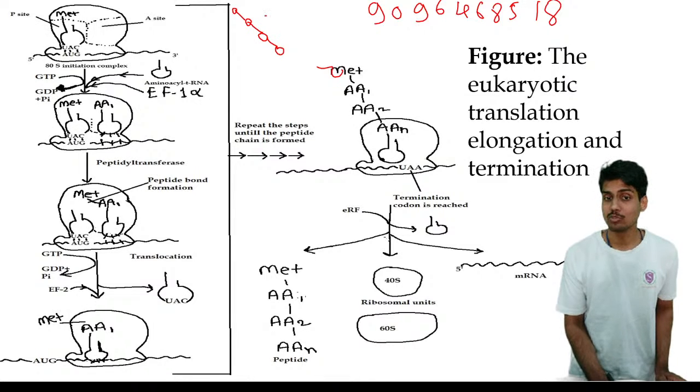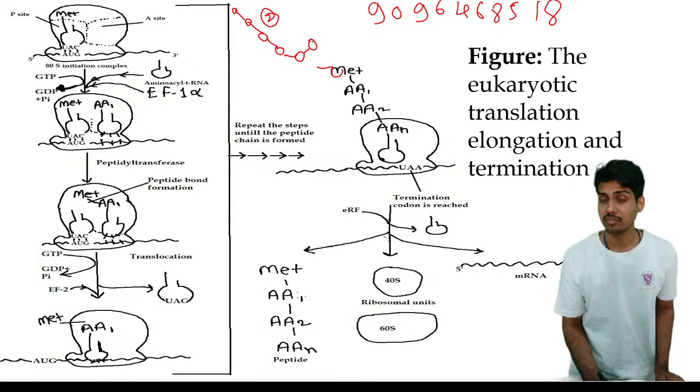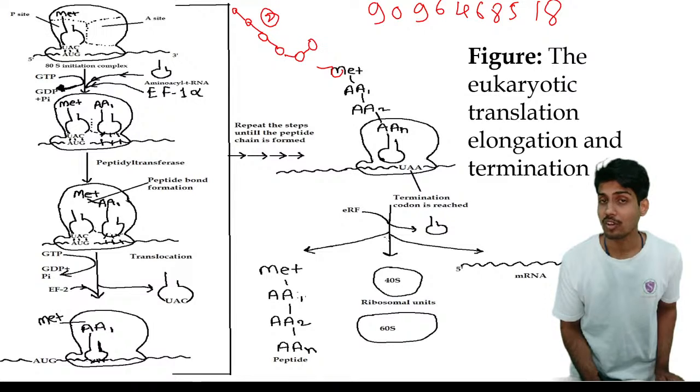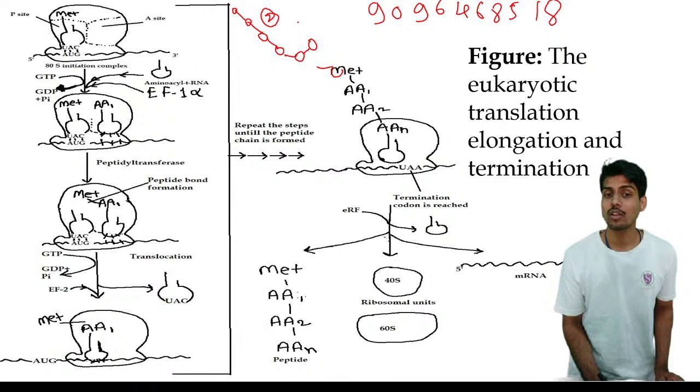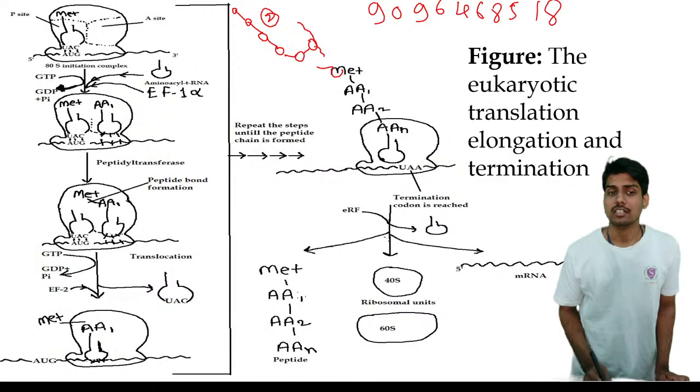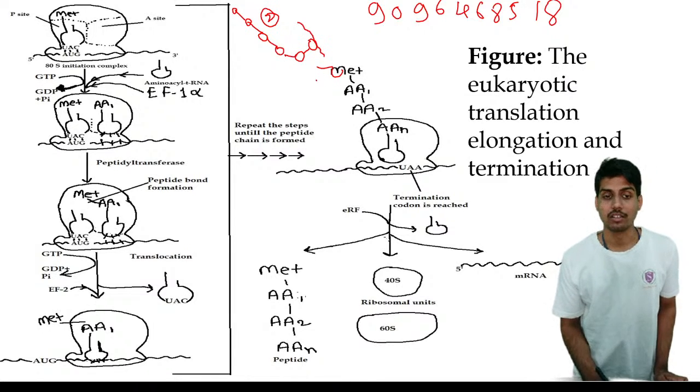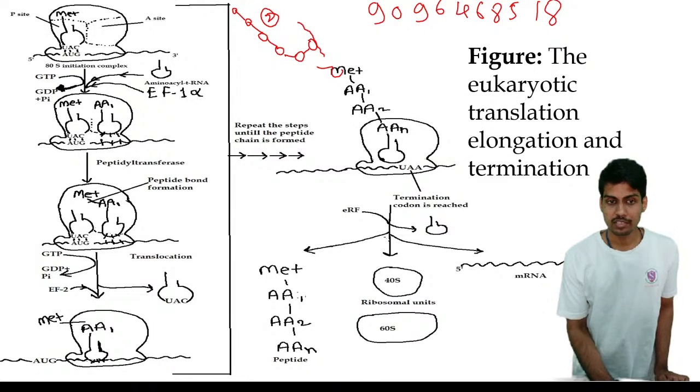And then the next phase would be to elongate this chain length, and the final step would be what? To terminate once we have achieved the desired length of this protein. We are going to what? Terminate this protein so that we can have a protein of proper length. So now let's see how this elongation is occurring. See, we have seen this here also.